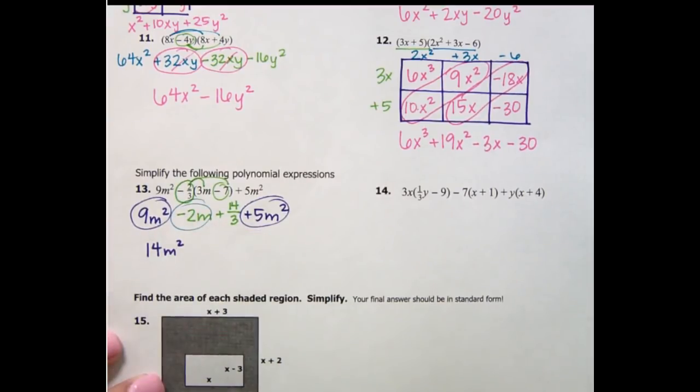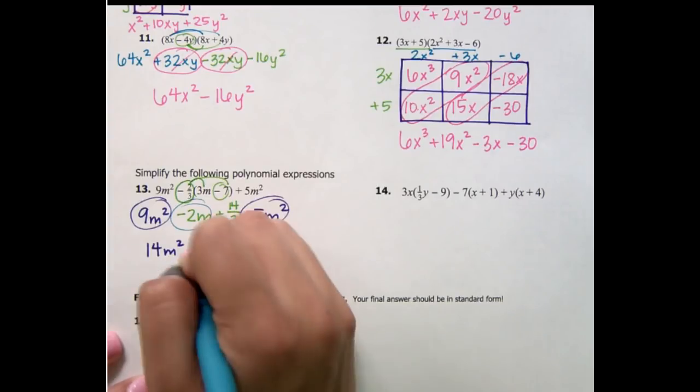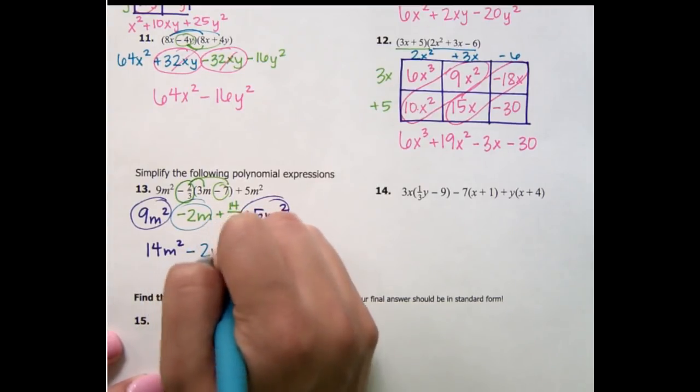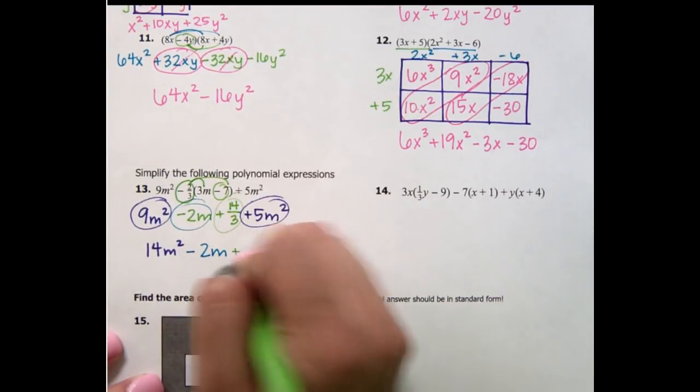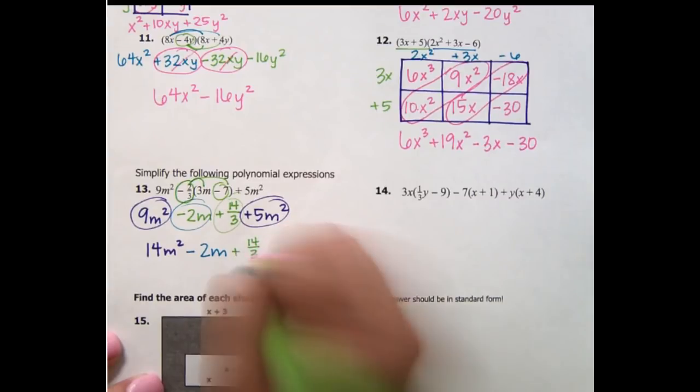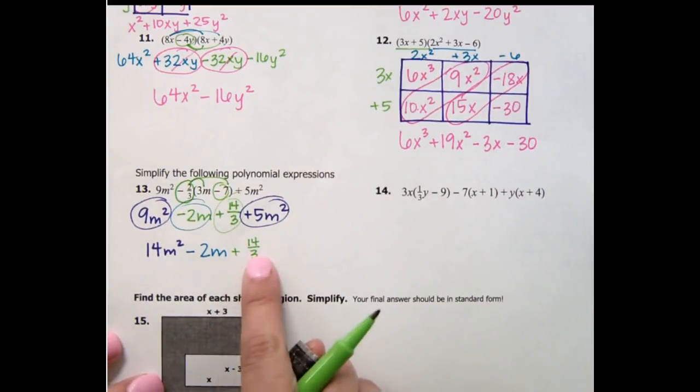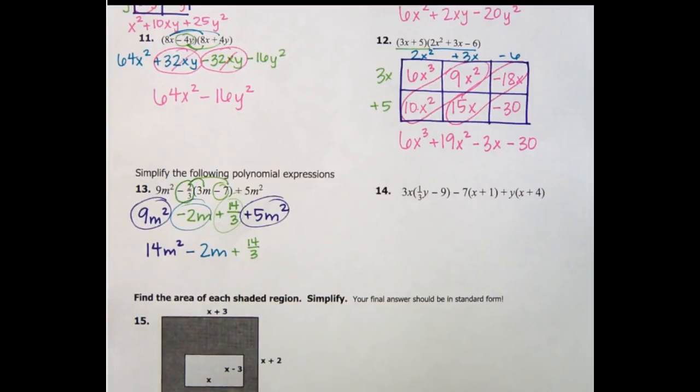Next is just the variable m with no exponent. That's the only one I have, so I just bring it down, minus 2m. And then at the very end, I just have the plus 14 over 3. Do not change it to a decimal. This could be converted to a decimal, so it's just a number, but leave it as a fraction.